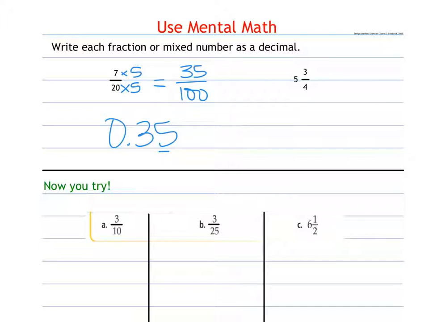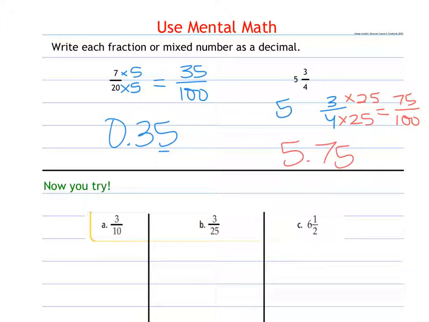Okay. 5 3/4, we have a mixed number here, so I'm going to think about it as two separate parts. 5 and then 3/4. Well, 4 I know can multiply into 100 if I think about quarters. If I multiply that by 25, whatever I do to the bottom, I also do to the top to turn it into an equivalent fraction. So this would be 75 over 100. So my 5 is a whole number, so I have that out front instead of a 0 like I did on the last one, my decimal. 75/100, well, 75, ending in the hundredths place.